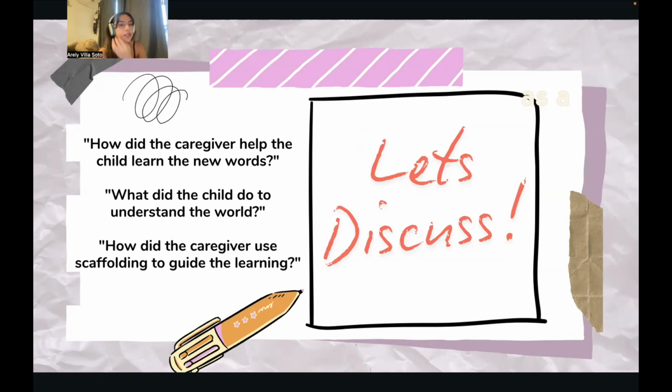The last discussion question you could use is, how did the caregiver use scaffolding to guide the learning? A perfect example is having them read it and then match it with a word or something similar along that line, or if they're learning a color, they're organizing the different colors. So those are just little examples that you could do after they finish their activity.